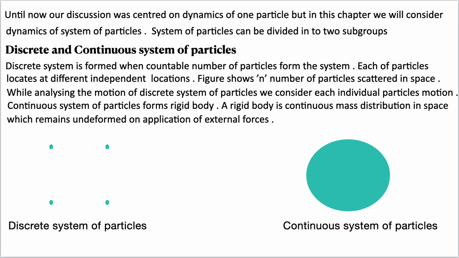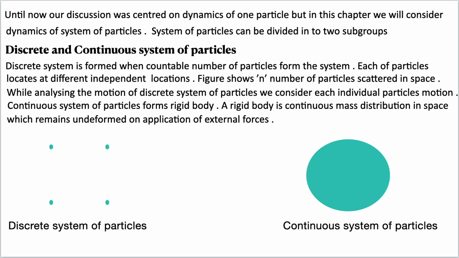A discrete system of particles is formed when a countable number of particles form the system. Each of the particles is located at different independent locations. The figure shows n number of particles scattered in space, where n is equal to 4. While analyzing the motion of a discrete system of particles, we consider each individual particle's motion.